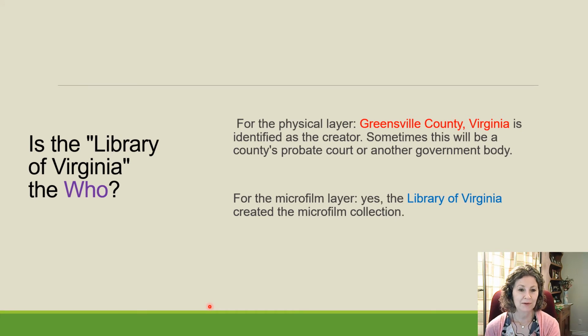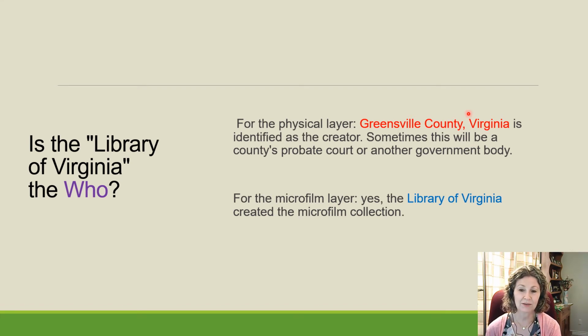So the study group member who submitted this question had attempted to create a citation using the 5 questions and had some ideas, which were great. So the first one was, is the Library of Virginia the Who? Well, yes, it is for the microfilm layer, because the Library of Virginia created the microfilm collection. But when we're talking about the physical layer, that actual entry in the marriage register, that was created by the Greensville County, Virginia court or clerk, whoever was in charge.